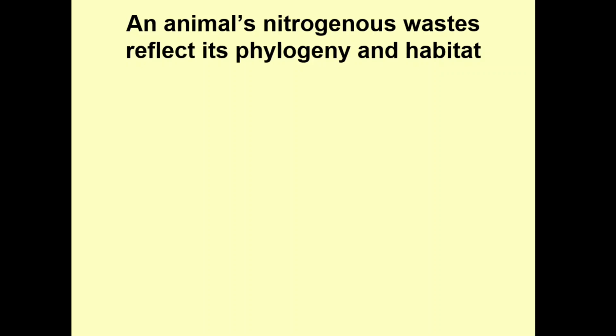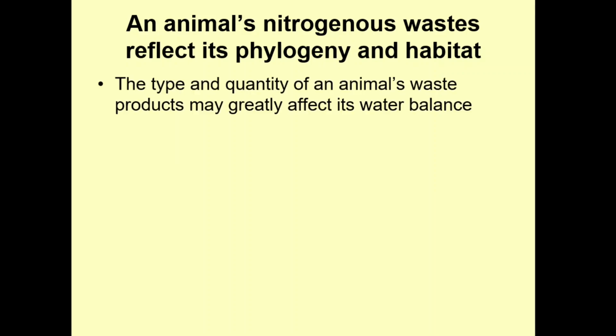They need to be excreted or gotten rid of from the body, because otherwise, as they continue to grow in concentration, they will affect the osmolarity of our tissues, and some of them are actually toxic as well, so will cause the breakdown or degradation of cells and tissues. An animal's nitrogenous waste reflects its phylogeny and its habitat. So let's go through and break down what that means.